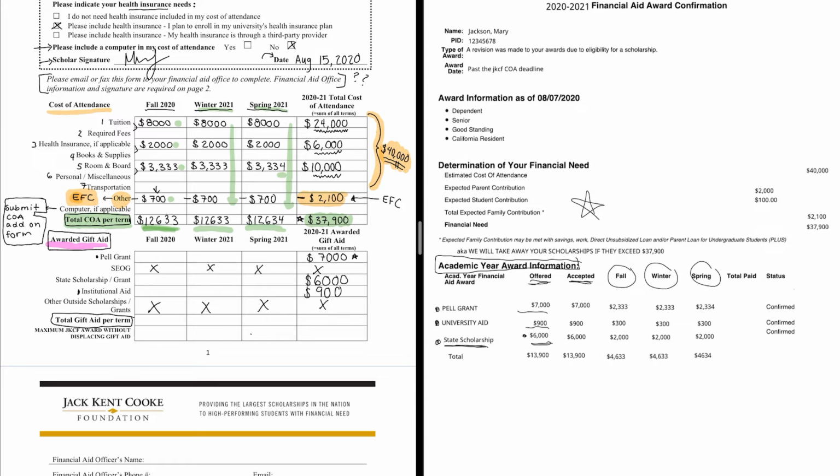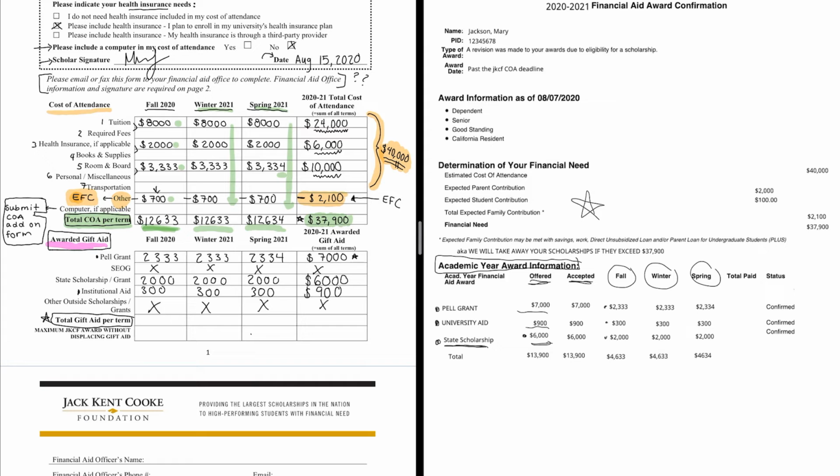So now you're going to go back to your financial aid award confirmation letter where they've split up your payments into fall, winter, and spring and fill those out accordingly. So for the Pell Grant, for fall we're going to put $2,333, winter $2,333, and spring $2,334. They did that roundup thing again. For state scholarship, you're going to put $2,000 for fall, $2,000 for winter, and $2,000 for spring. And then for institutional aid, you're going to put $300 for fall, $300 for winter, and $300 for spring.